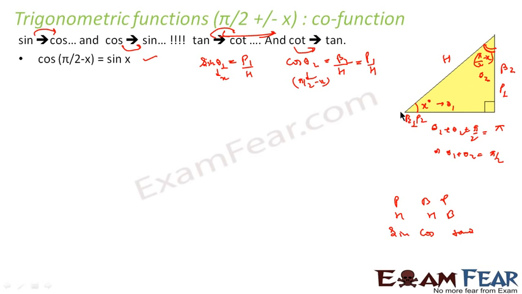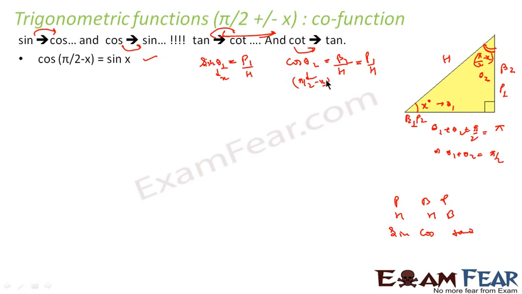Let me do it once again. I have taken a right triangle. This is x, this is pi by 2 minus x. I assume x is theta 1 and pi by 2 minus x is theta 2. When I use theta 1 as the frame of reference, this is p1 and this is b1, because the side opposite to theta 1 is p1 and the side which is part of theta 1 is b1. Similarly, when I consider theta 2 as the frame of reference, this side becomes p2, because the side opposite to theta 2 is p2 and the side which is part of theta 2 is b2.